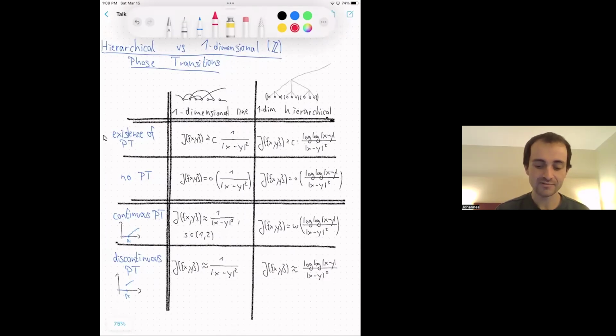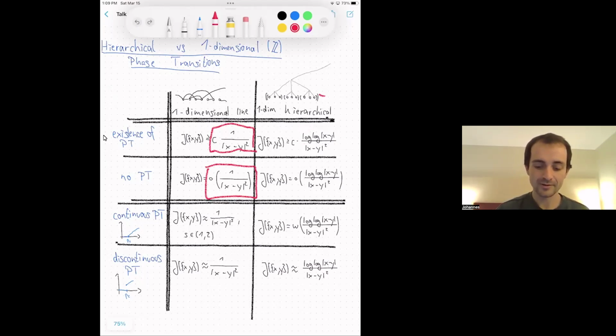For the existence of a phase transition, on the one-dimensional line, 1 divided by |x minus y| squared is the critical value. You have no phase transition when the function j decays faster than this critical profile, but you have a phase transition if it's at least this critical profile. On the one-dimensional hierarchical lattice, the critical profile is not 1 divided by |x minus y| to the power 2, but has this extra log factor. That's the difference between one-dimensional and one-dimensional hierarchical.